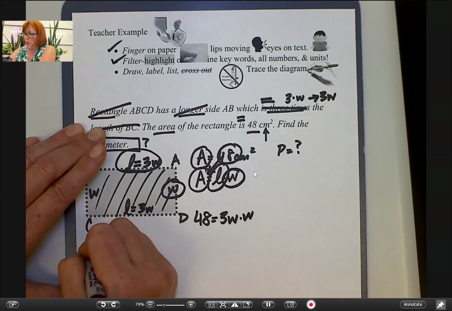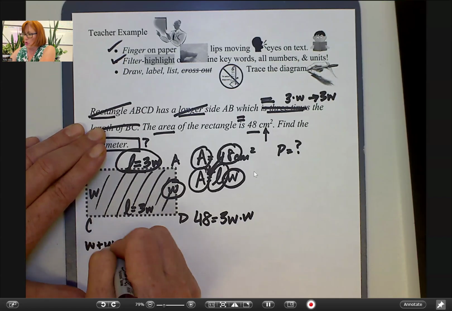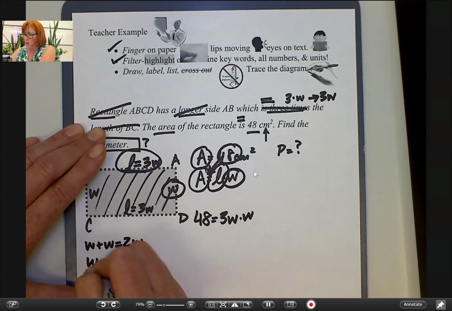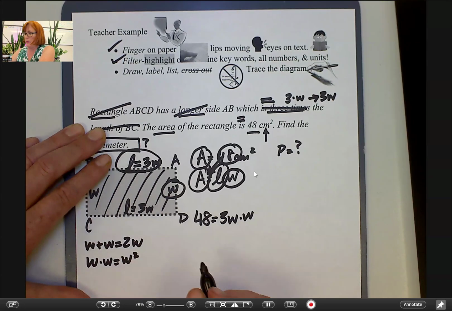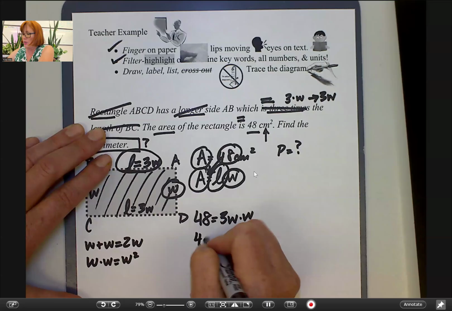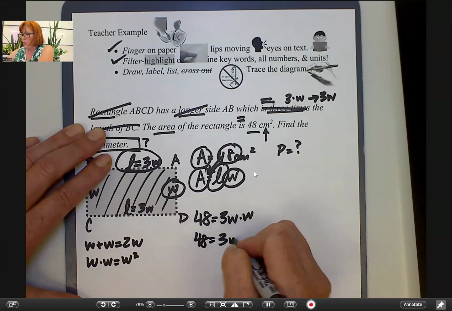So remember, W plus W equals 2W. W times W equals W squared. Make sure you don't lose track of that. So I have 48, 3W squared.